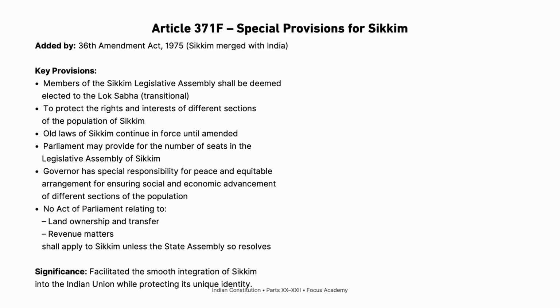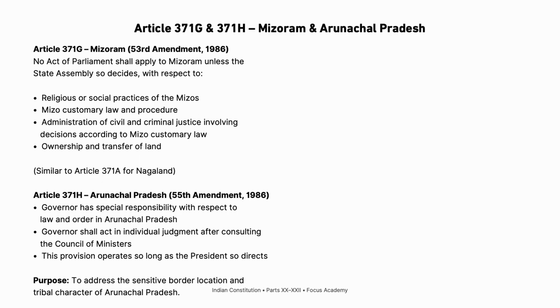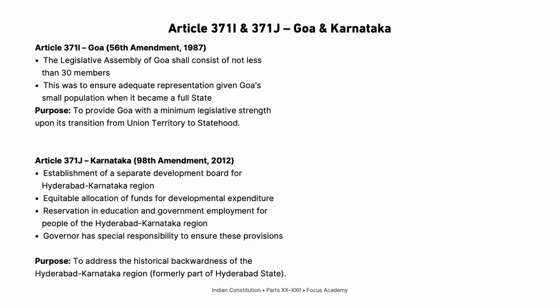And even Article 371F, Sikkim, I will skip that. G and H, Mizoram and Arunachal Pradesh too, I will skip that. Goa and Karnataka too, I will skip that. But you guys can go through it. It's very simple to understand and detailed. But they're never going to ask you about all the constitutional provisions of Goa and Karnataka.